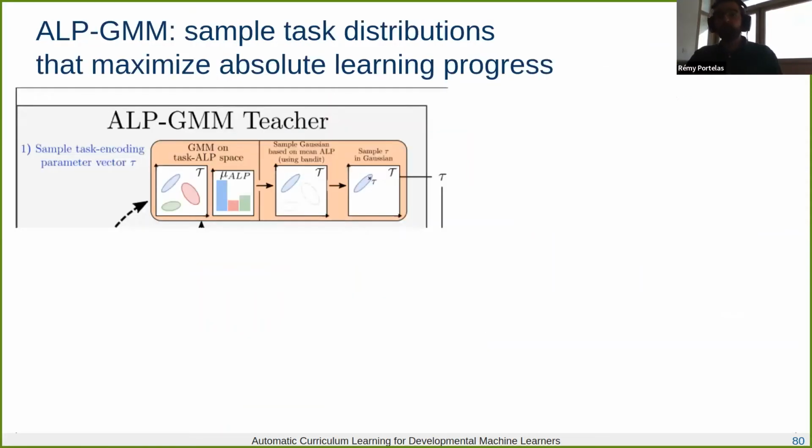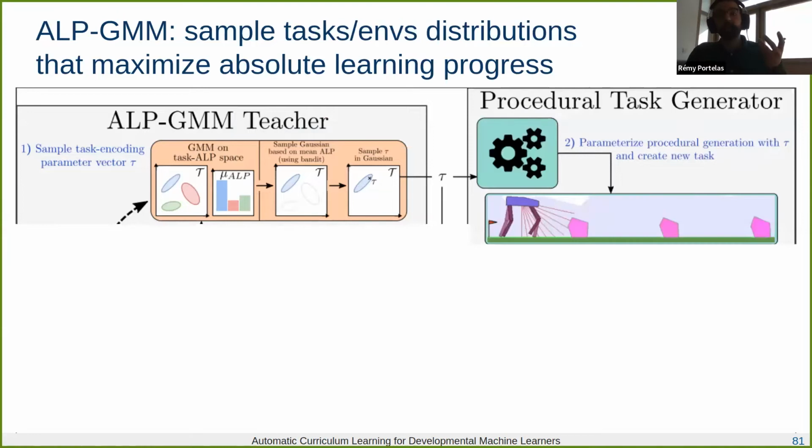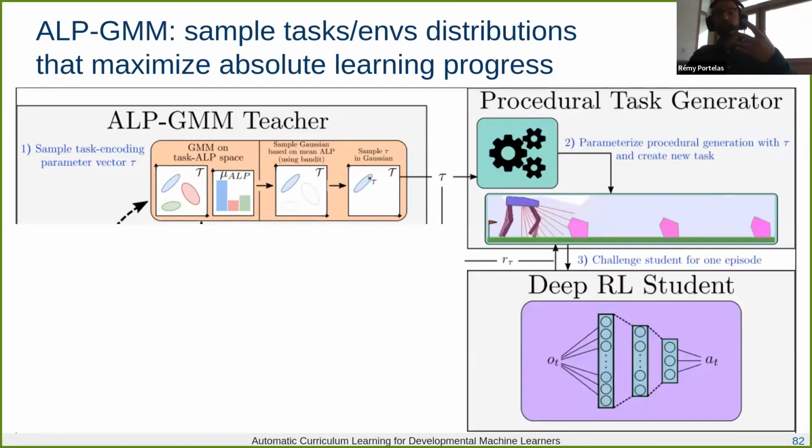And so to recap, once this Gaussian mixture model is fitted, with each Gaussian associated with a learning progress value, ALP-GMM is able to sample a new task, or rather a new parameter vector, that will encode the procedural generation of a task. And then the DRL student is challenged with this task for an episode, and by the end of it, ALP-GMM observes the student's episodic return, so the sum of rewards obtained during the episode.